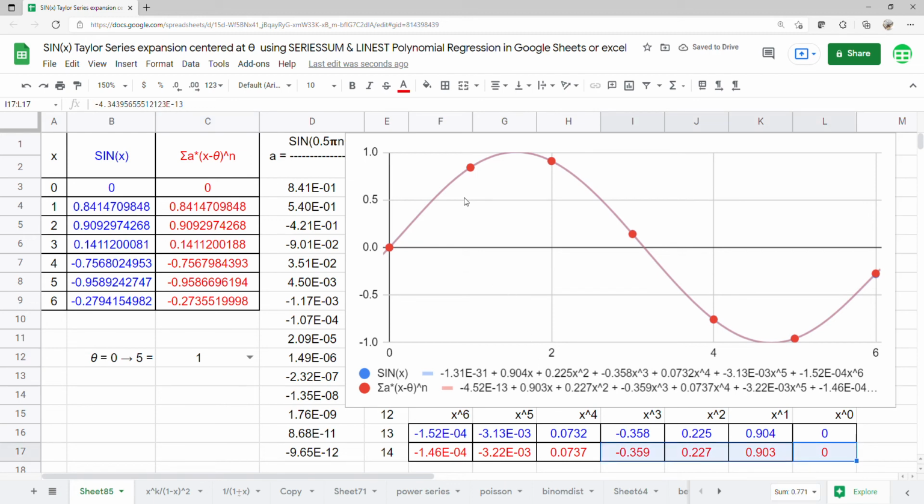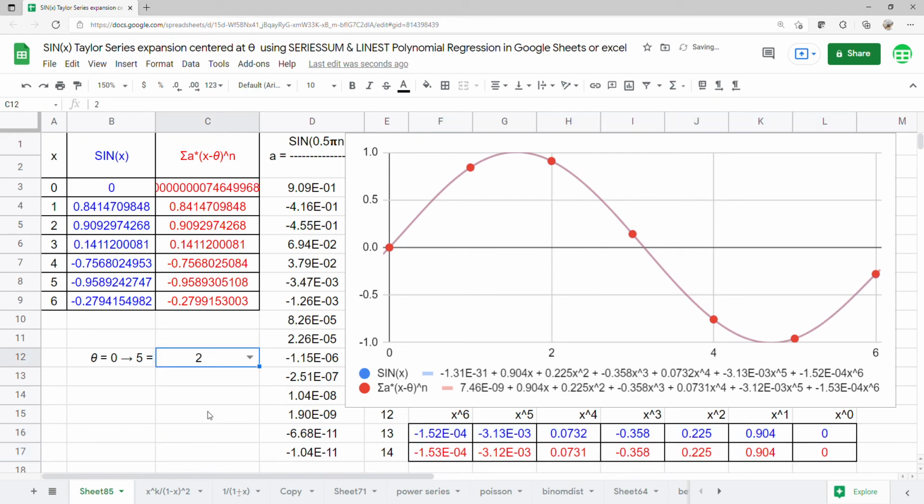There's the polynomials, the trend lines are the same. The expansion still approximates the sine function. At the center, theta equals 2. We still get the same results. This time it's closer. And the center at 3. Now they're exactly the same.